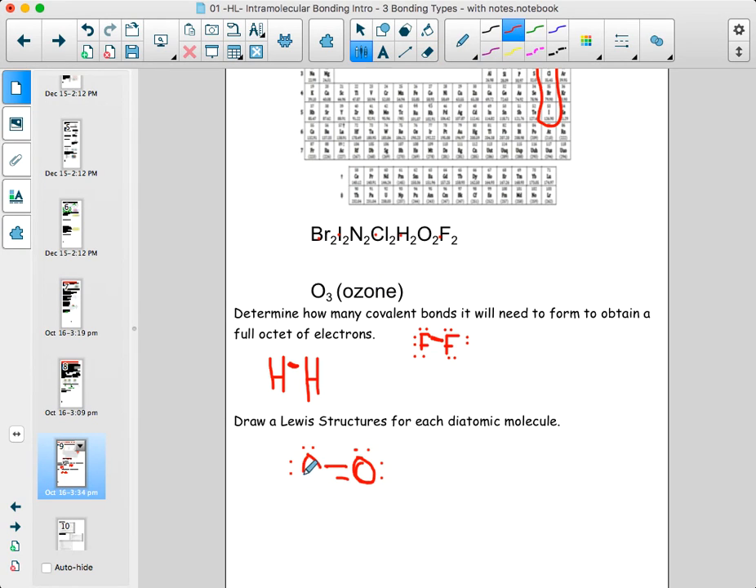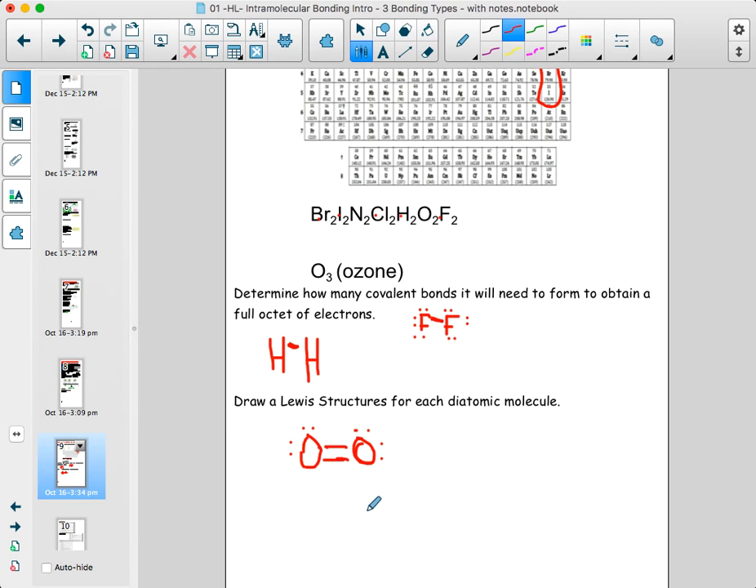In order to feel like it has a full octet. So an O2 molecule is 2 oxygen atoms with a double covalent bond, so 2 pairs of electrons are being shared between these 2 oxygen atoms. So this double bond is going to be stronger than any of the single bonds. The more electron pairs involved in the bond, the more attraction between the nuclei and the shared electron pairs, and therefore the bond is going to become shorter and stronger.